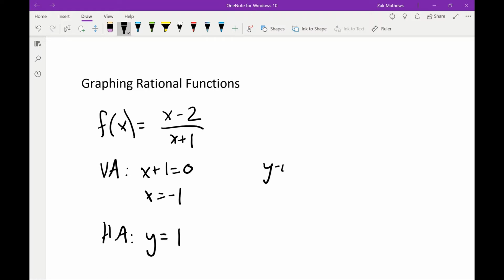Y-intercepts are generally the easiest to find. And if we think about how to find a y-intercept, we plug 0 in for x. 0 minus 2 over 0 plus 1 gives us a y-intercept of negative 2.